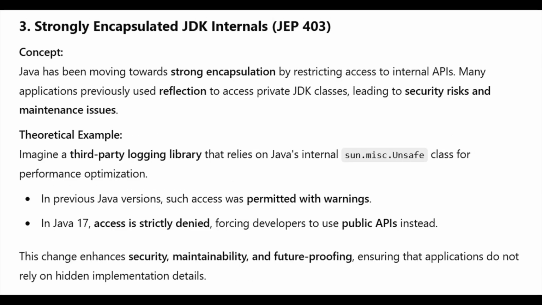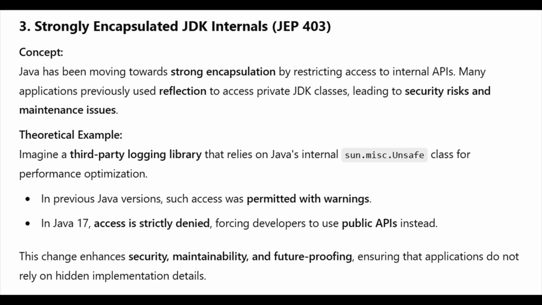Strongly encapsulated JDK internals. JEP 403. Concept. Java has been moving towards strong encapsulation by restricting access to internal APIs. Many applications previously used reflection to access private JDK classes, leading to security risks and maintenance issues.